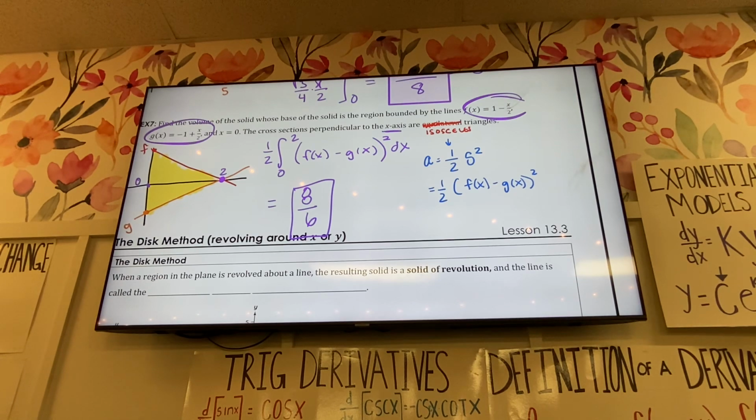Does that kind of make sense? All right, so that's basically it for cross-sections. So we're done with cross-sections. The last thing we have to do is revolving, and that is the last topic. We're going to do 4 days on revolving.